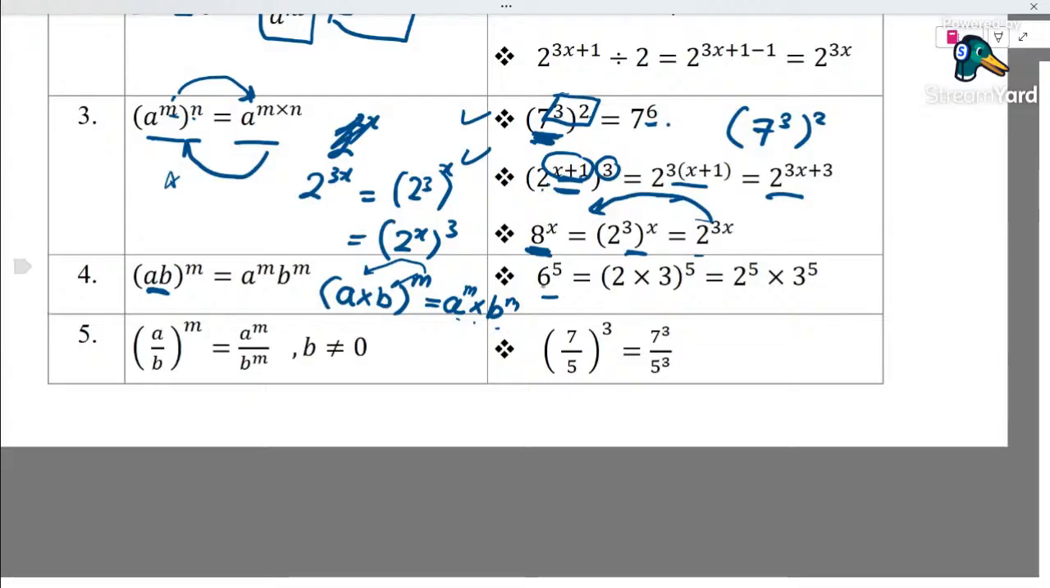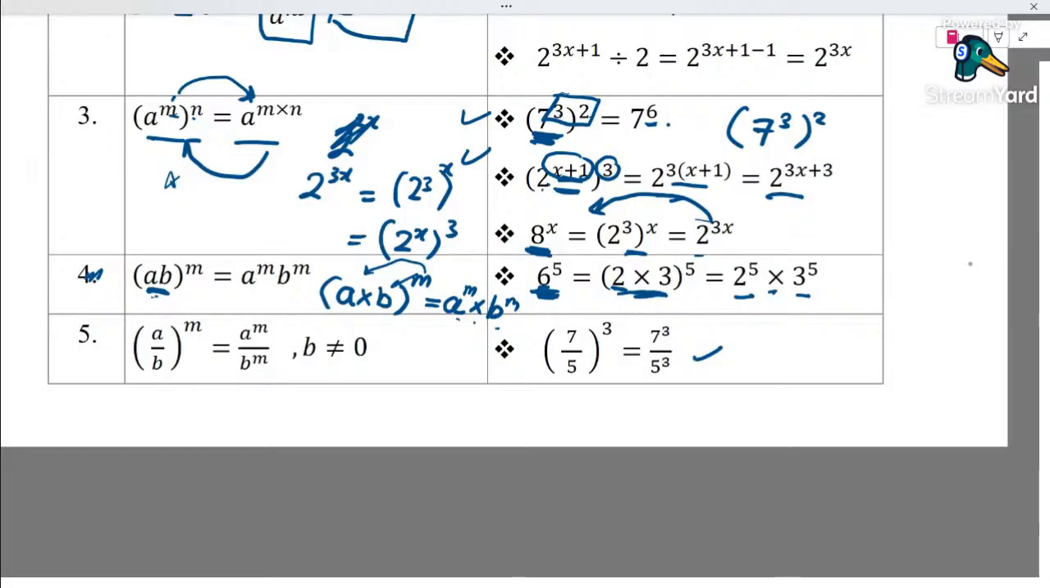For example, originally for 6 to the power of 5, we realize that 6 we can write as 2 times 3. So (2 times 3) to the power of 5, we can split up to become 2 to the power of 5 times 3 to the power of 5. Then below, this is a similar thing to case 4 here. It's just that the previous one is multiplied, this is divided. Okay, so these are all the rules here.